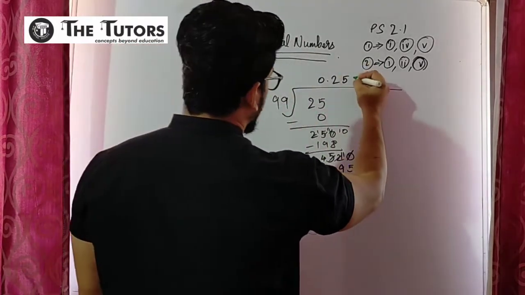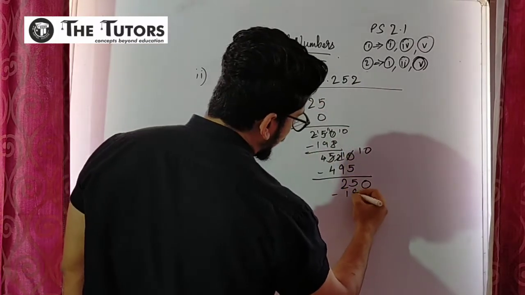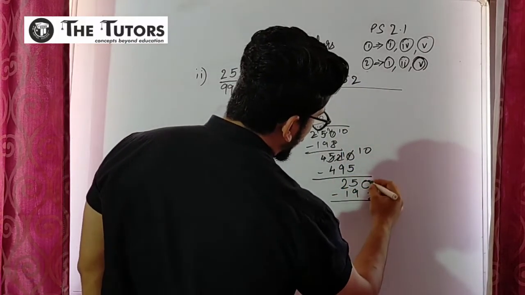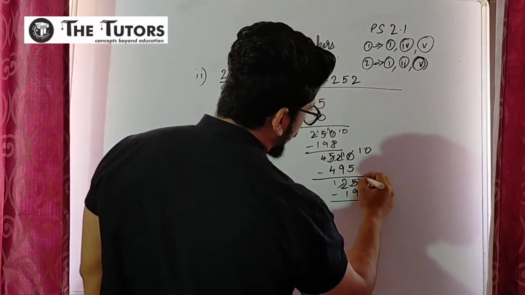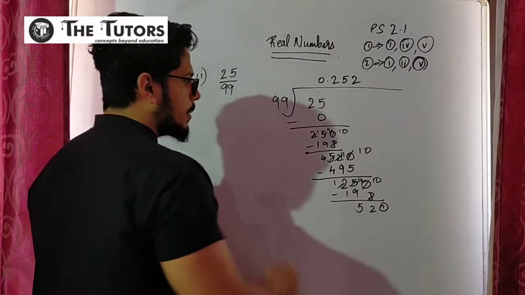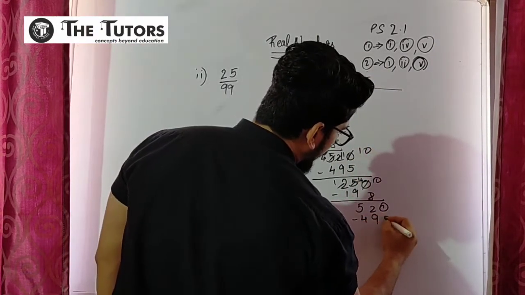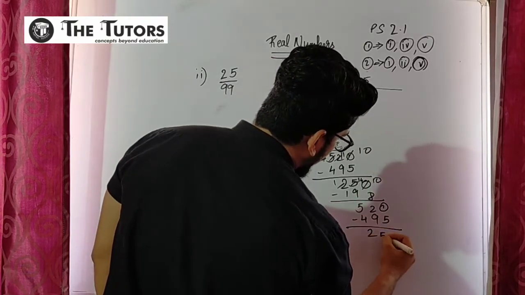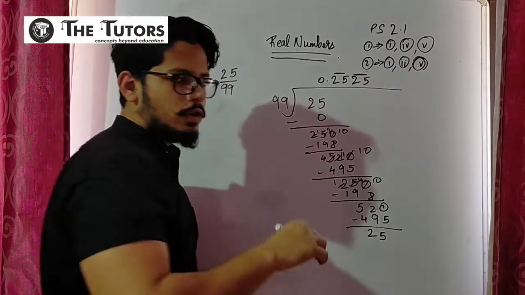Then you will start again, multiplied by 2. 99 twos will become 198. Then you will again have the remainder 52, you will again have 0. Then you will again multiply, 99 fives are 495. What does this imply? This chain of 25 goes on and on.